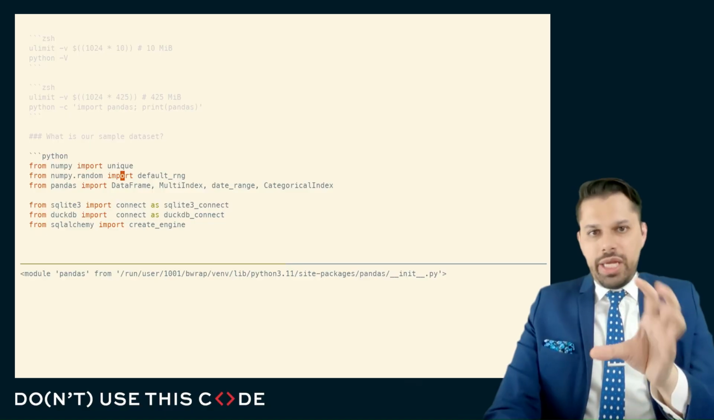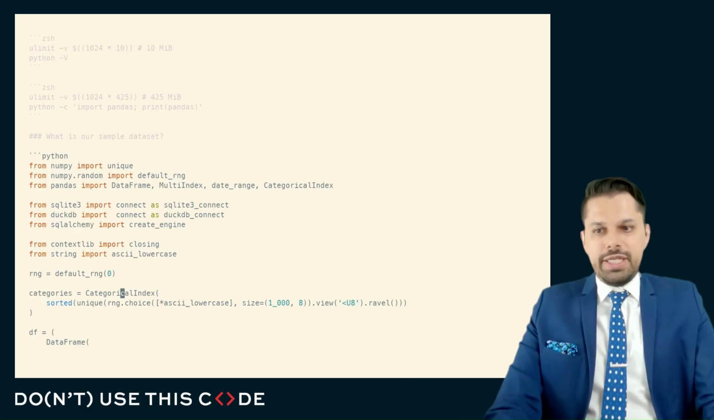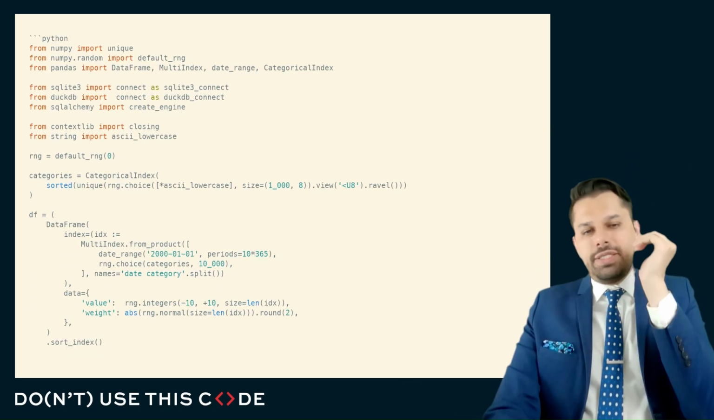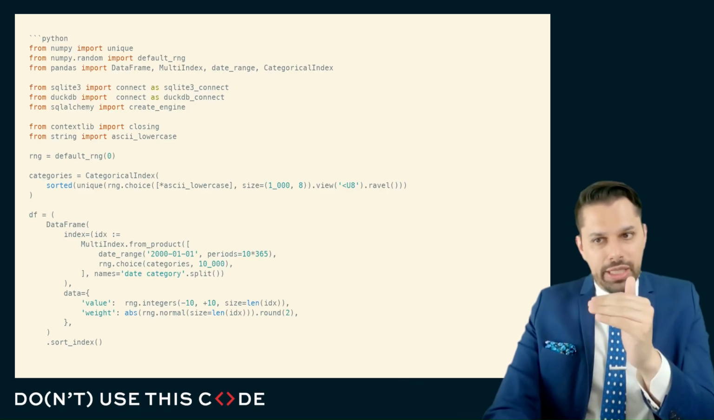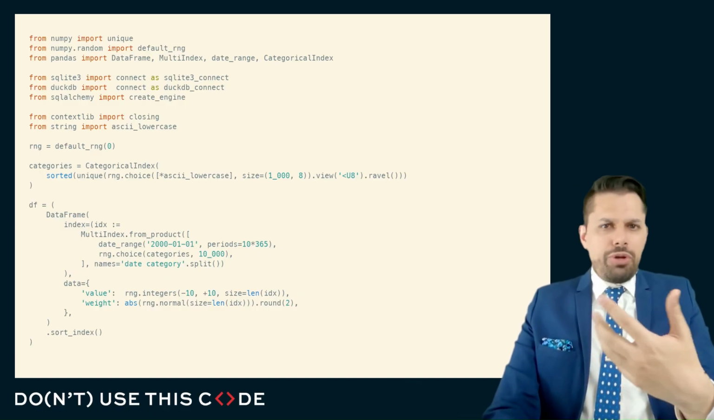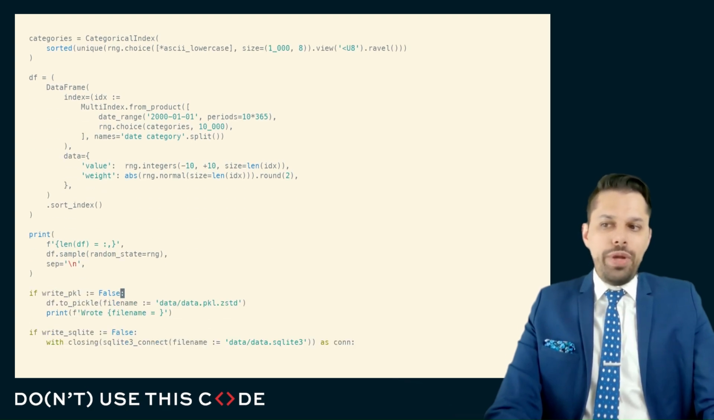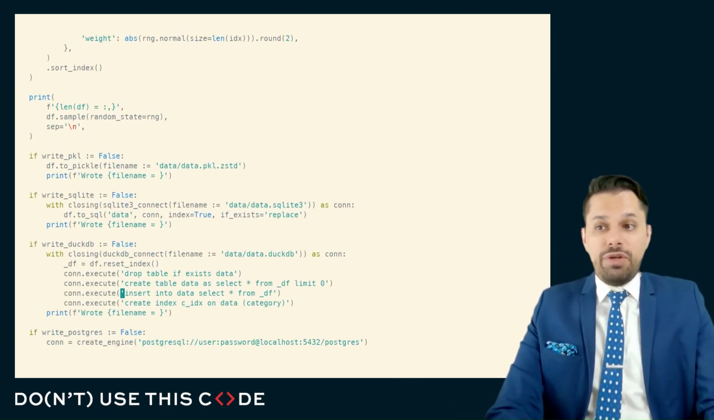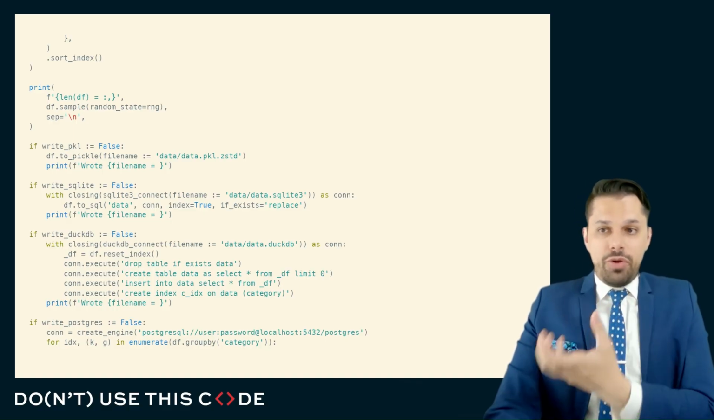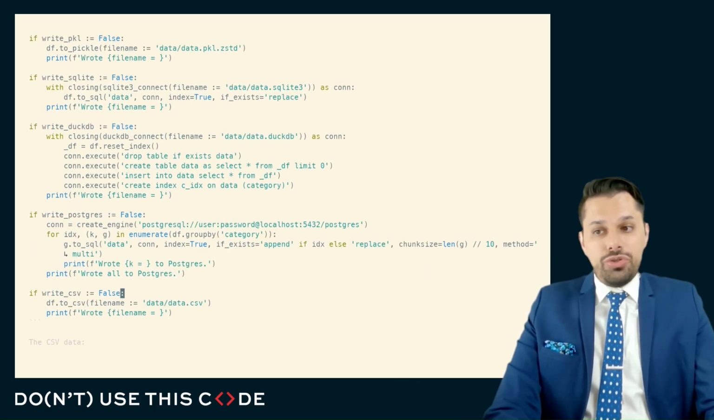Now, in order to simulate a very large data set, so we can get some interesting benchmarks, we're going to create a very simple data set that has 2 layers for a multi-index, a date layer and a category layer, and some values and some weights. This will allow us to do simple aggregations, including grouped weighted aggregations. And so we can look at our data and then store it in a variety of different formats: as a Zstandard compressed pickle file, in an SQLite format, in DuckDB format, to a Postgres database, and also to CSV.